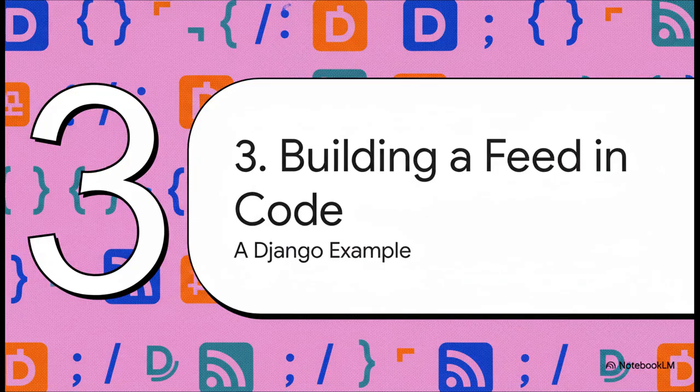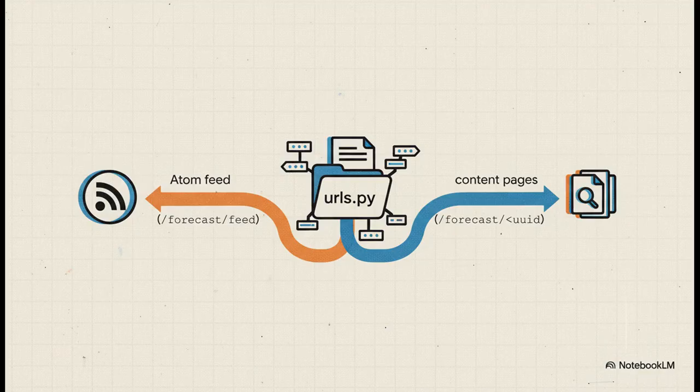All right, theory is great, but let's actually see how this works in the real world. We're going to build a quick Atom feed using the Django web framework. Okay, step one, we have to define our API endpoints. In this Django URLs file, we're setting up two routes.